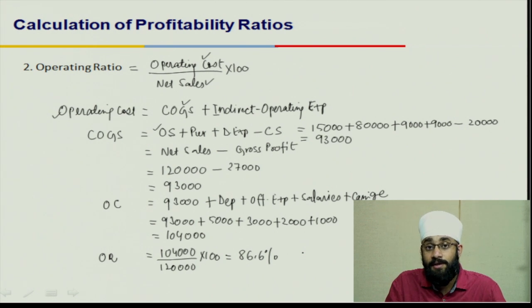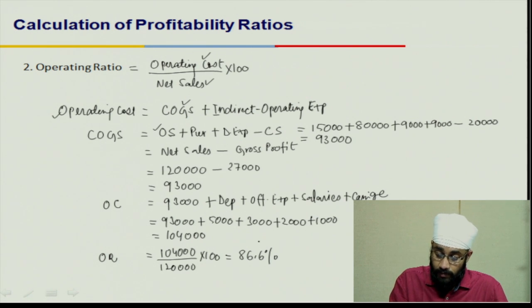And still there is this interest, this non-operating expenses as well, which has to be paid out of the rest of the money that is left with you. So lower the ratio, more efficient the business. The expenses have to be reduced by the business as far as possible. So businesses aim at reducing the operating ratio.